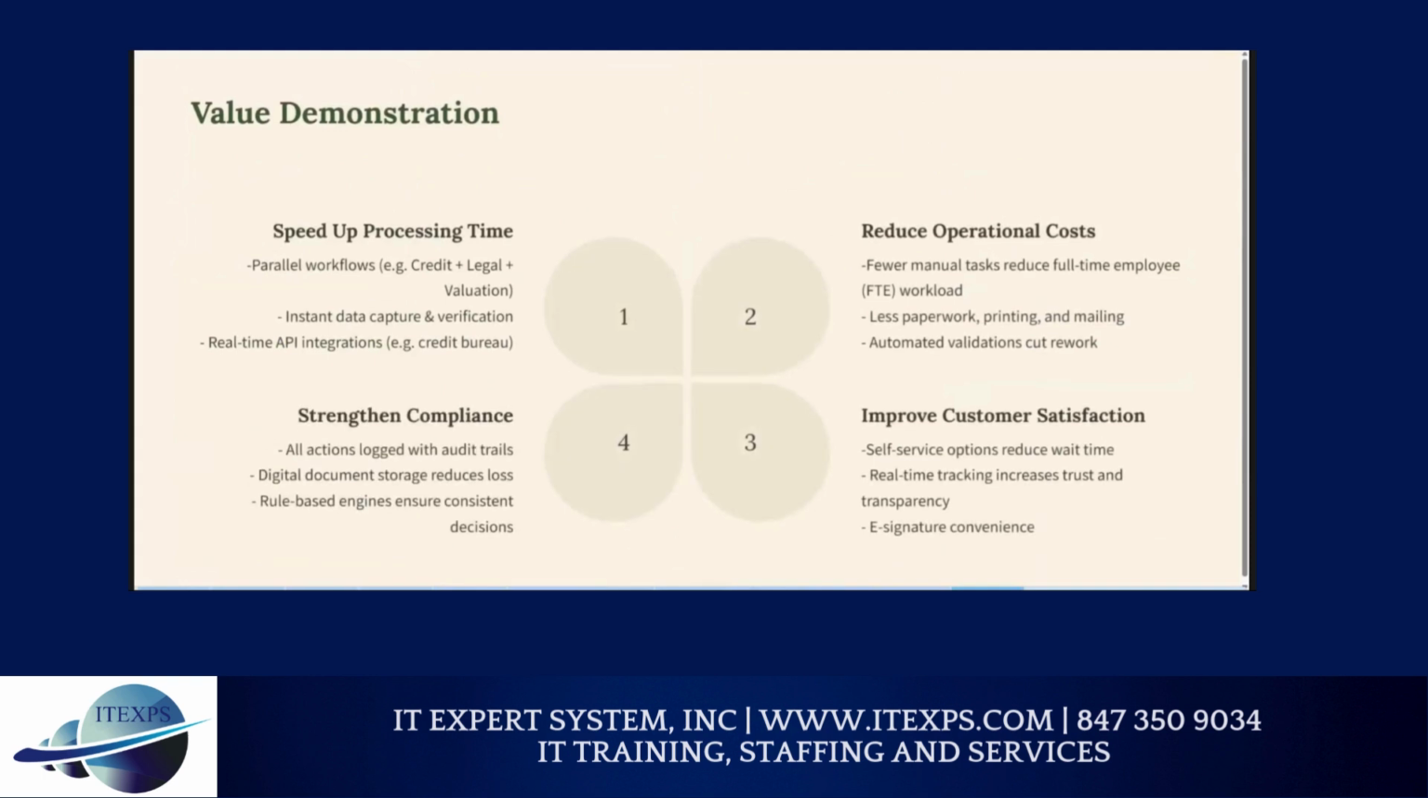Thank you, Fifi. Let's see how our redesigned to-be mortgage process directly supports our key business objectives. First is reducing operational cost. By automating routine tasks, we significantly reduce the workload on full-time employees. We also cut back on expenses like printing, mailing, and physical document handling. Most importantly, validations are handled automatically, which helps reduce errors and costly rework.